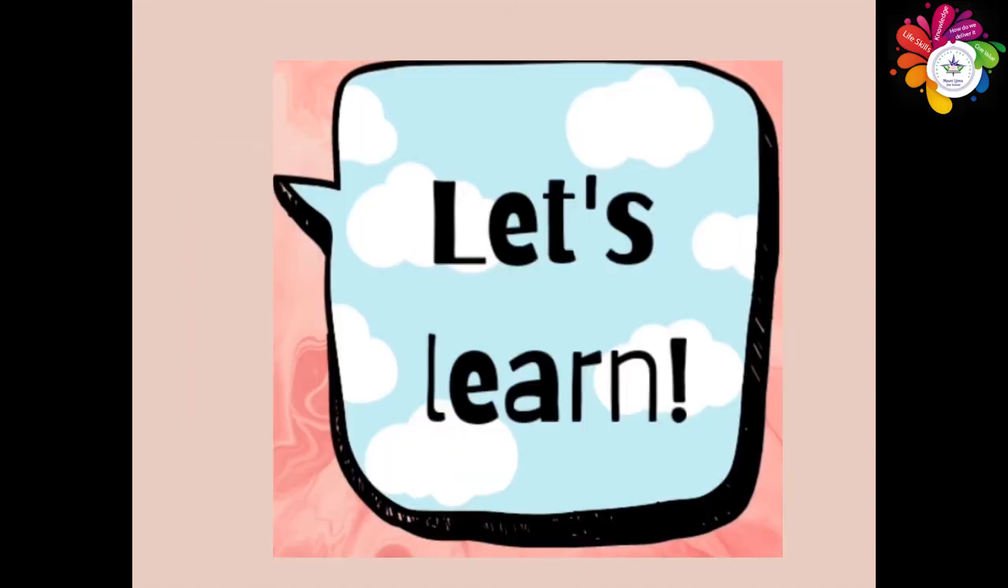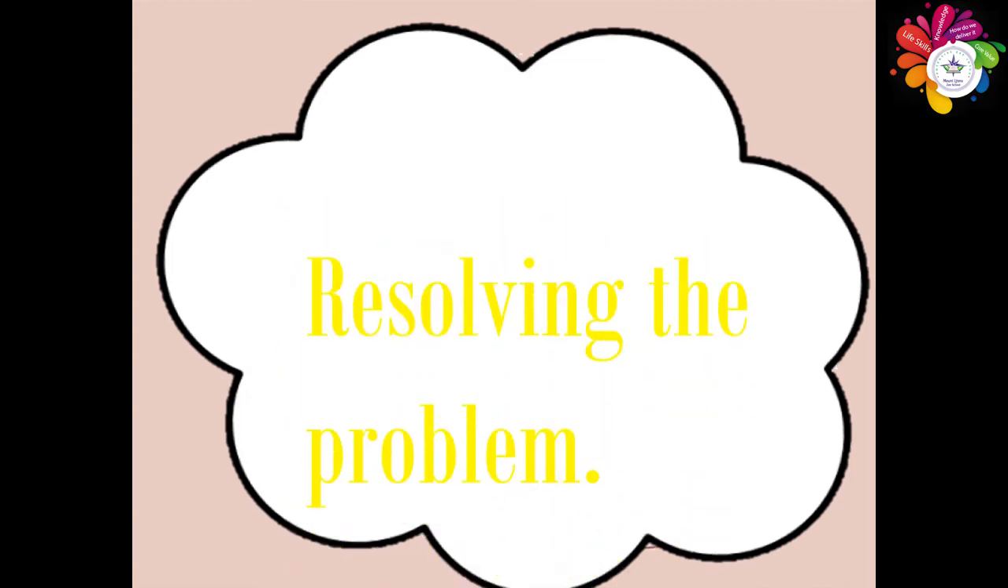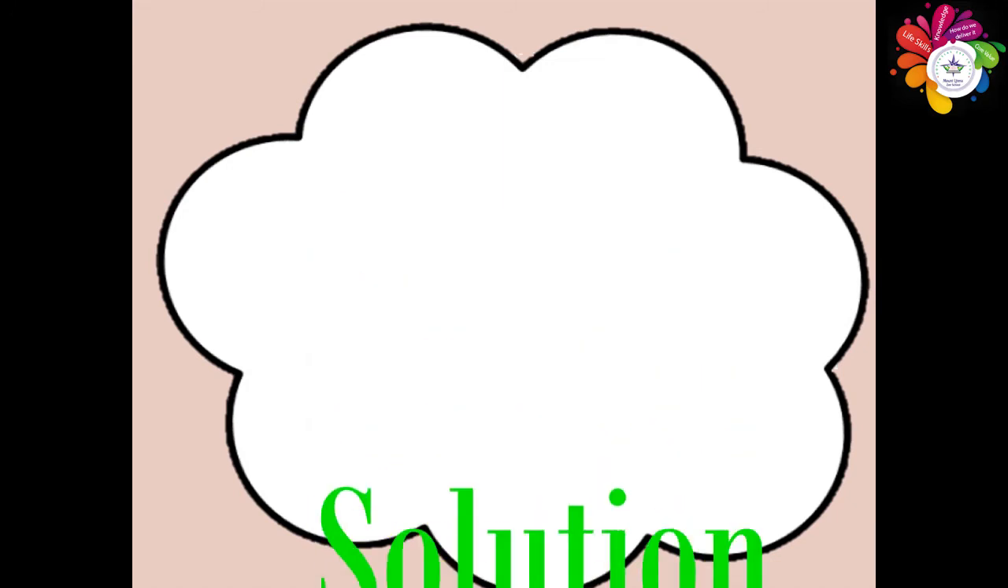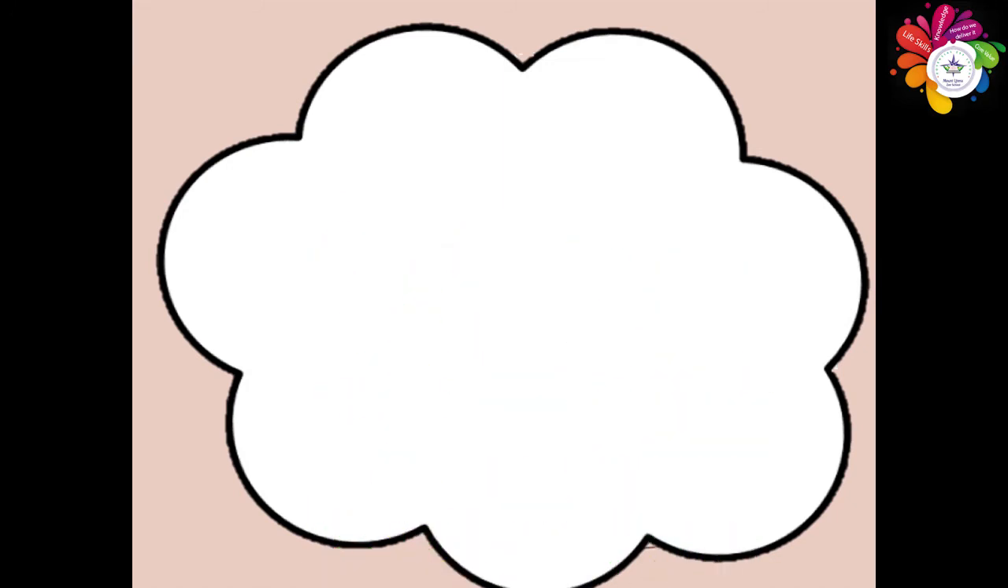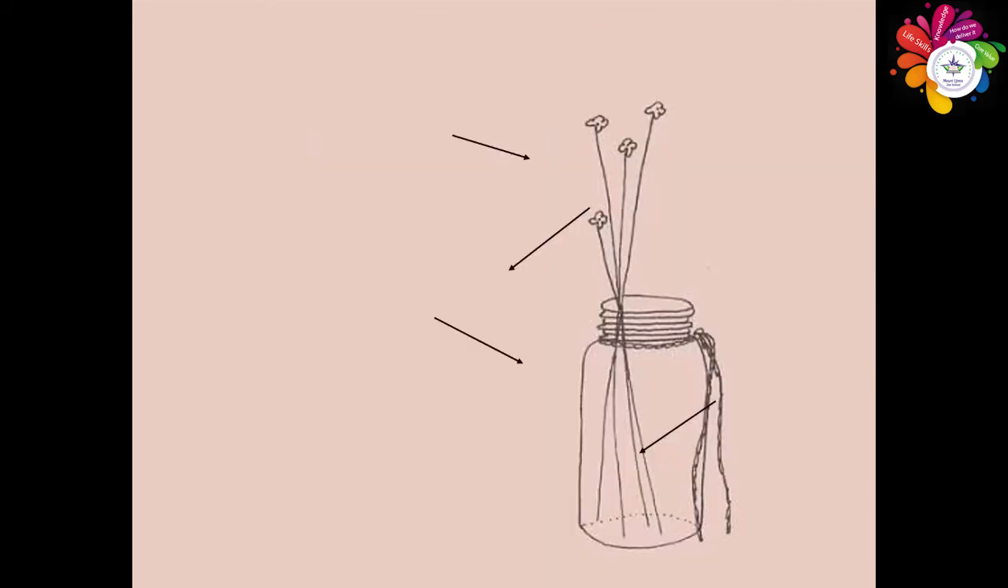Now, let's learn the 5 key elements of the plot of every story. It has a beginning, problem, resolving the problem, solution, and an ending. Let's understand this through a flowchart.